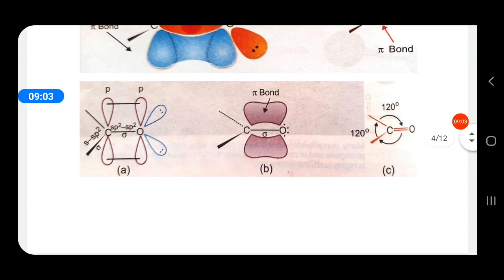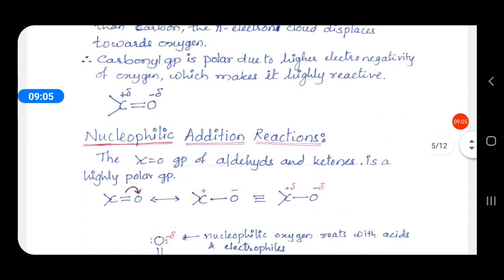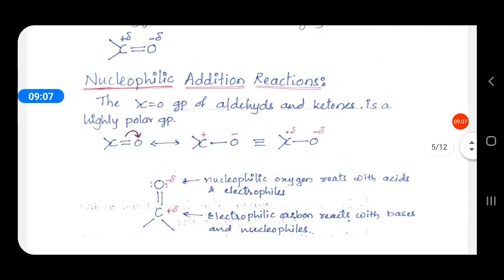Oxygen is more electronegative, so the electron density on oxygen is more and it gets a slight negative charge, so it is nucleophilic oxygen and it reacts with acids and electrophiles. Carbon acquires a small positive charge, so it is called electrophilic carbon. It reacts with bases and nucleophiles.